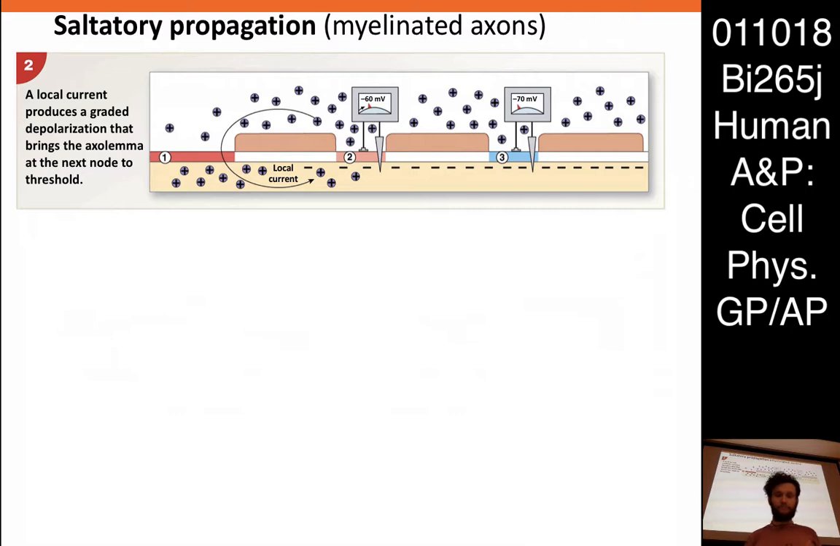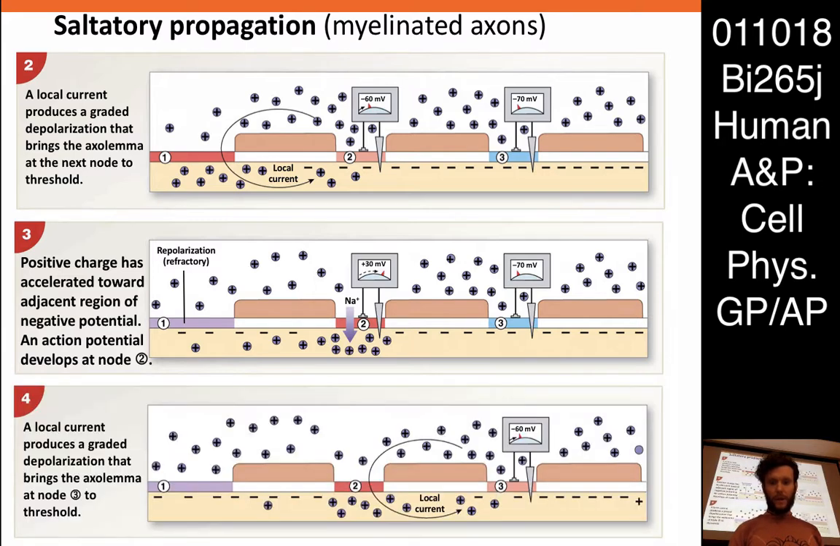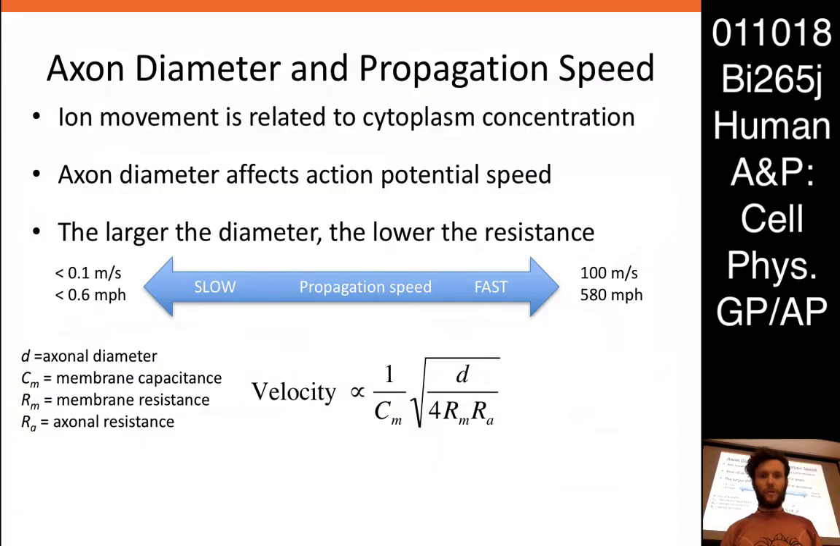Depolarization at the first segment, local current, electric field gets transported to the next node. We reach the threshold at that node. Influx there, electrical field quickly propagates to the next, and so forth.